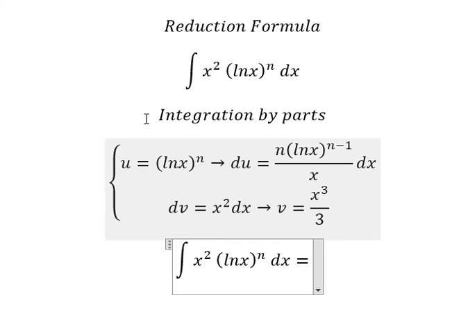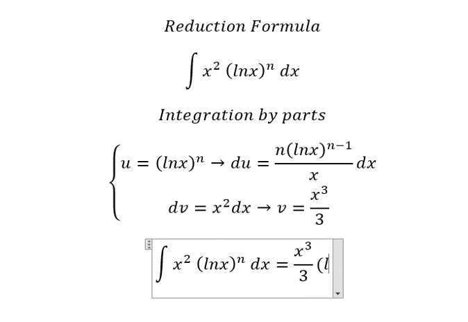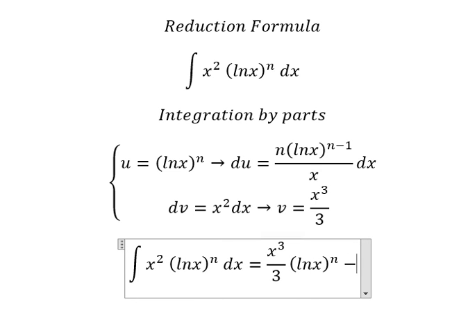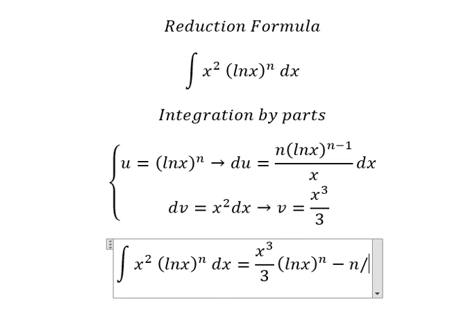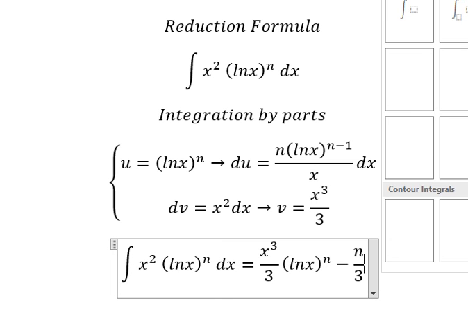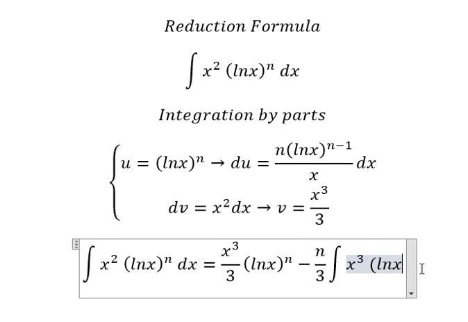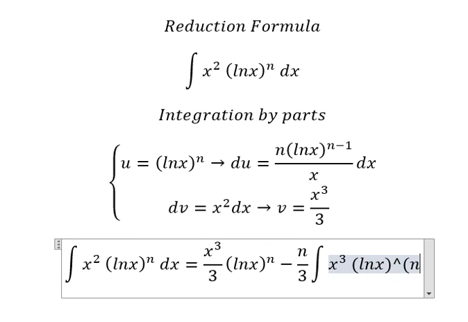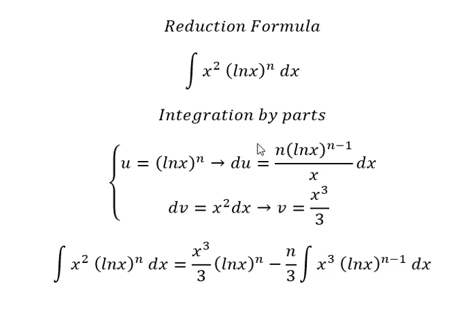So we have u multiplied by v, minus the integral of v du. So we have n over 3, which I will put outside. And now we have the integration of s to the power of 3 ln s to the power of n minus 1 ds. This one divided by s, so we have s to the power of 2 in here.